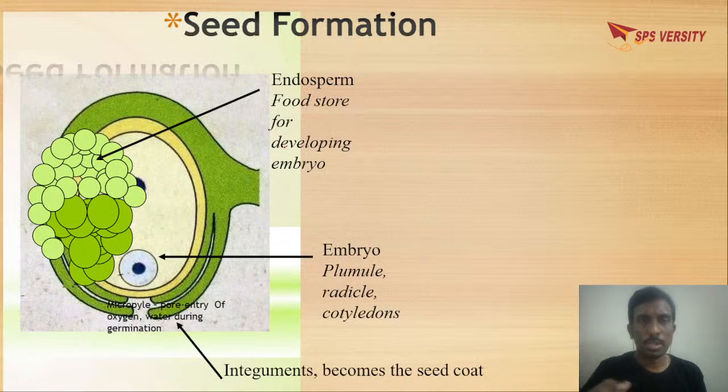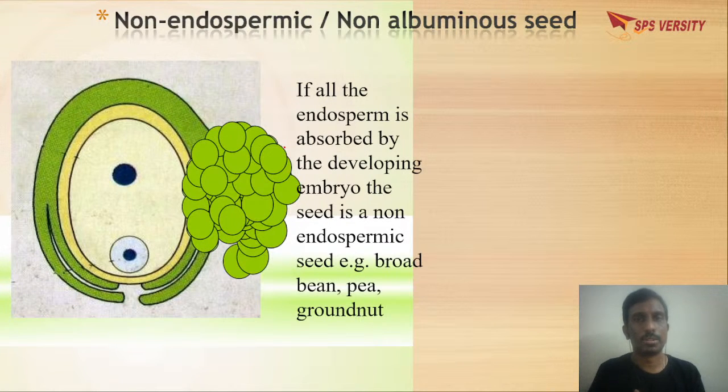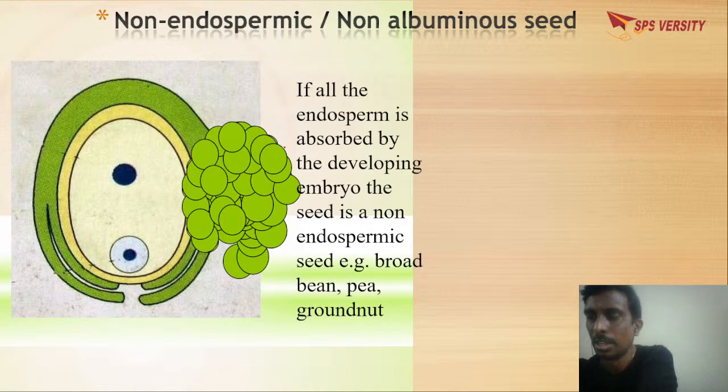So here there are two types of seeds. One is non-endospermic seed or non-albuminous seed, and another one is endospermic seed. So what is meant by non-endospermic seed? Non-endospermic seed means where the entire endosperm is utilized. It doesn't mean that endosperm is not formed. Endosperm is formed, but here the entire endosperm is used.